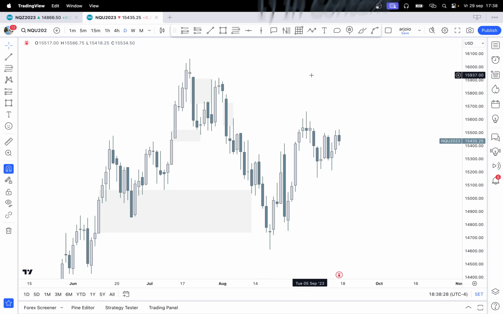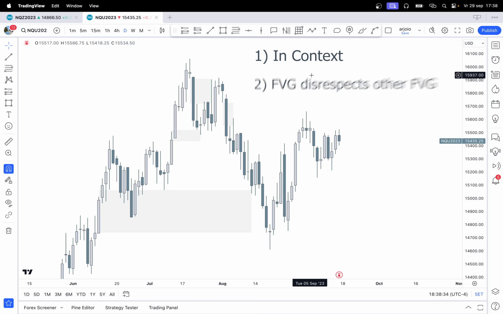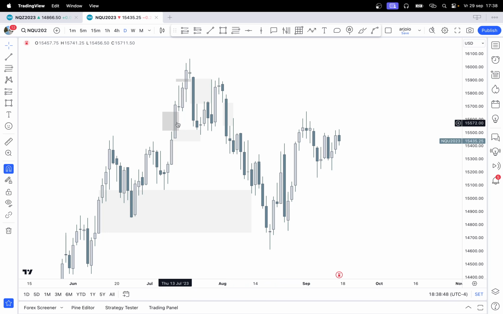Why is that? The first rule we had is that everything needs to be in context. So the time frames need to be in context of one another. Then the second rule is that a fair value gap that disrespects another fair value gap is high probability. It's a strong fair value gap. What do I mean by that? Here, these daily bullish fair value gaps right there are getting disrespected. Now again, disrespect is when we are closing below those fair value gaps right there with clear bearish intention.